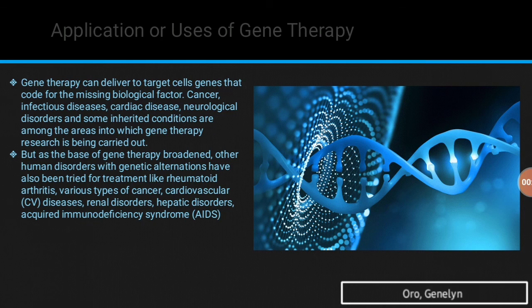other human disorders with genetic alterations have also been tried for treatment, like rheumatoid arthritis, various types of cancer, cardiovascular diseases, renal disorders, hepatic disorders, and even acquired immunodeficiency syndrome, or AIDS.